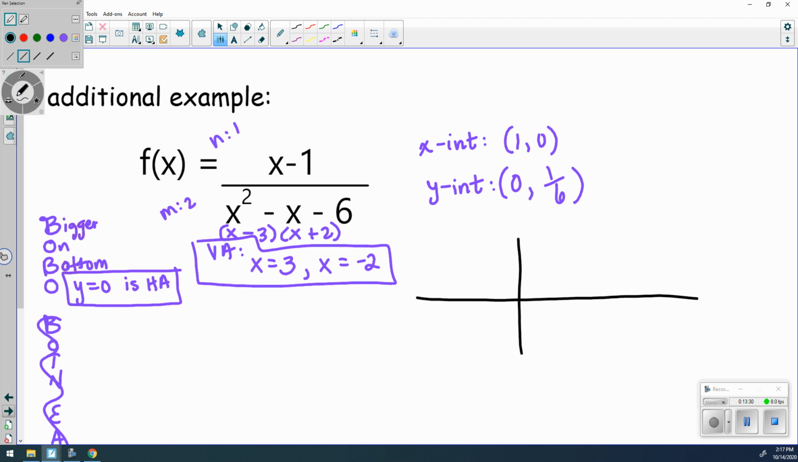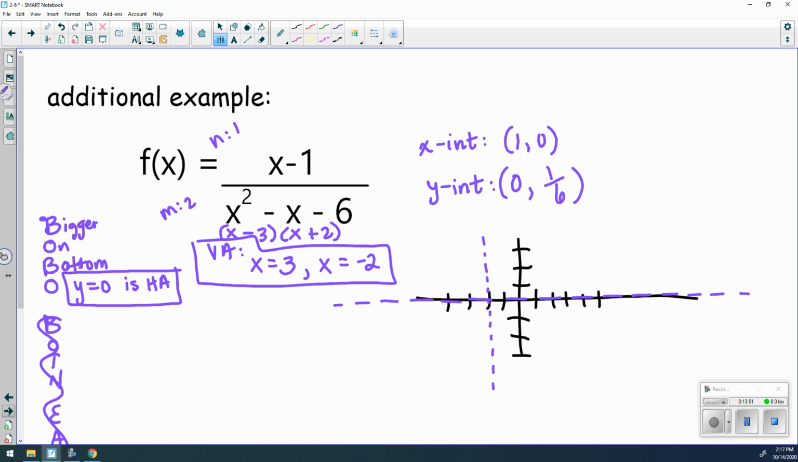Okay, rough sketch. Y equals 0 is my horizontal asymptote. I'm glad to be using these various colors. Really helps me see what I'm looking at. X equals negative 2. X equals 3. X-intercept at 1, right there. Y-intercept at 1/6, right about there.